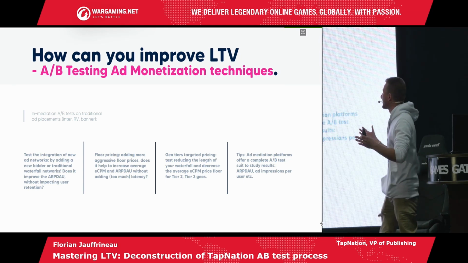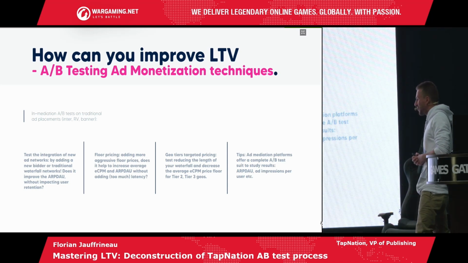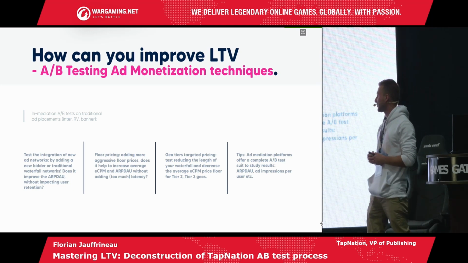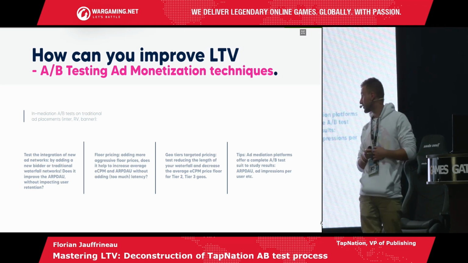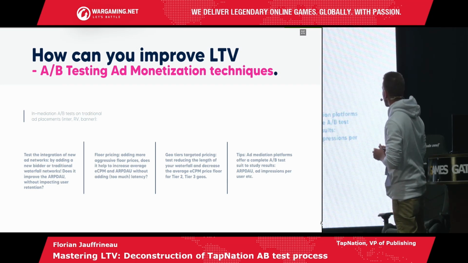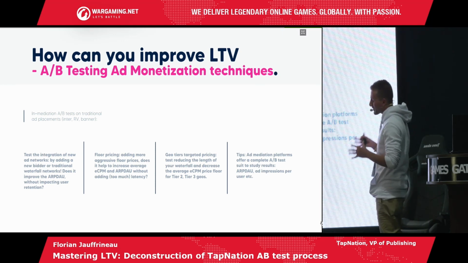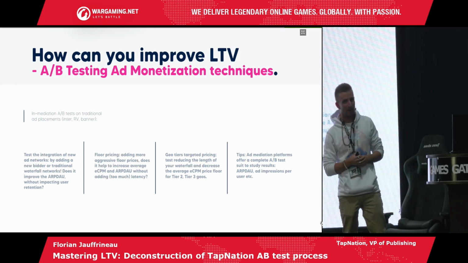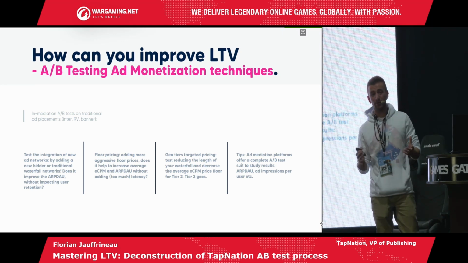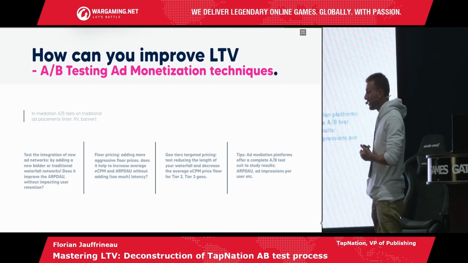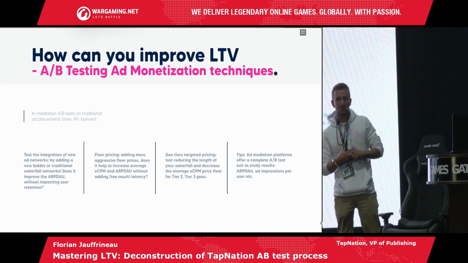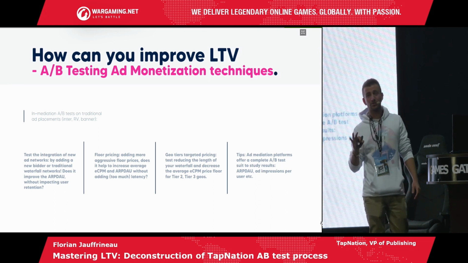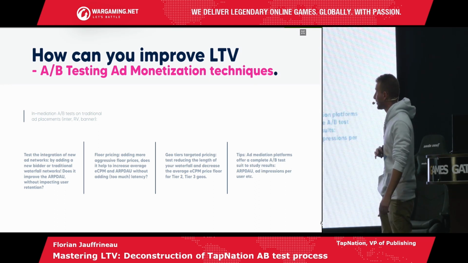You can test different pricing in geo tiers, of course, to reduce the length of your waterfall and improve the eCPM for each of your users. And as well, you have to use the tools present in your ad mediation platform to the best of your ability, because there's a lot of things in there that allow you to improve on the revenue of your users, and you don't have to touch the product at all on this side.